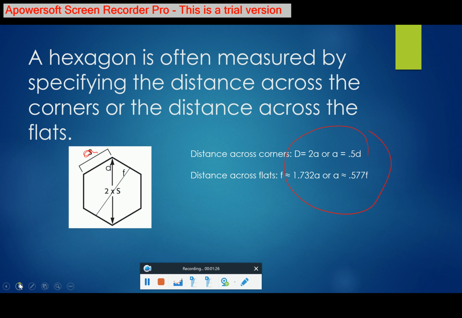There are some other things you can find on a hexagon. You can find the distance across the corners, and you can also find the distance across the faces. The distance across the corners is represented by little d, and the distance across the faces is represented by little f. And these are the formulas. 2 times your side A is equal to your distance D. Or you could say half of the distance is equal to the side. And then the distance across the faces is 1.732 times your side length. Or you could say 0.577 times the faces.